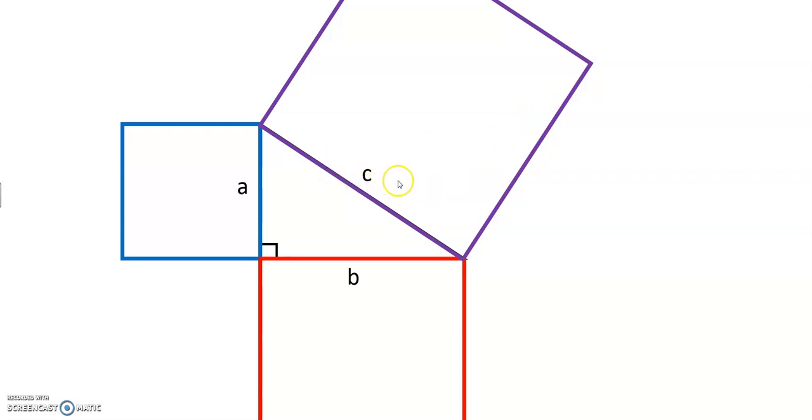Once we do that, we can find the area of each of these squares. A times a is simply a squared, b times b gives us b squared, and c times c gives us c squared. If you watched the video before this on the starburst proof, you'll see that when we add the area of a squared and the area of b squared, together they equal the area of this square, c squared. Just like when you mix blue and red, you get purple. When you add these two together, you get this whole area here.